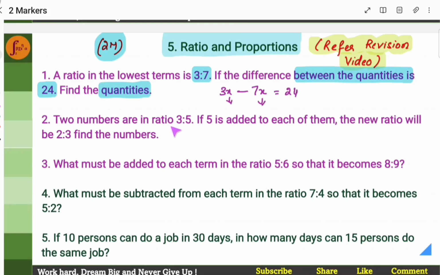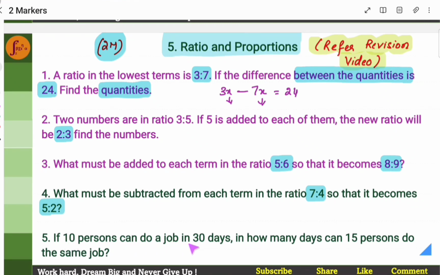Similarly here, two numbers are in the ratio 3:5. If you add 5 to this ratio, then the new ratio will become 2:3. Find the numbers. What must be added to each term in the ratio 5:6 so that it becomes 8:9? What must be subtracted from each term in the ratio 7:4 so that it becomes 5:2?